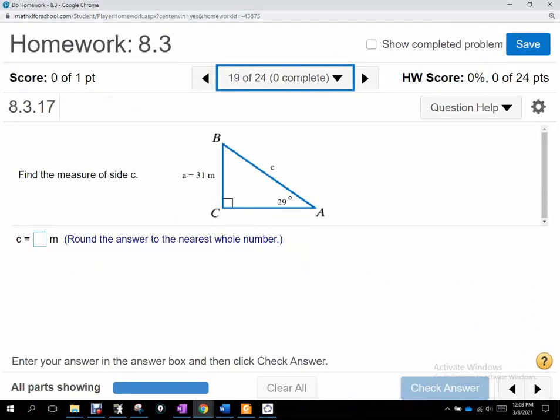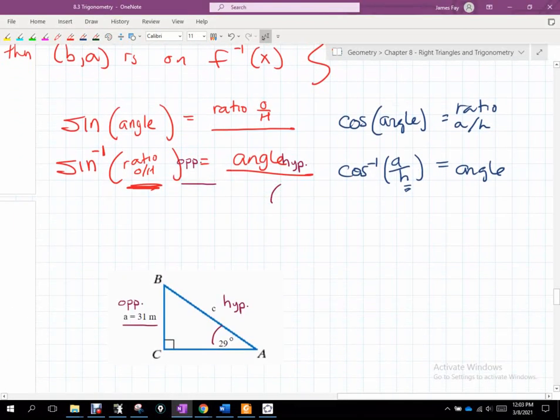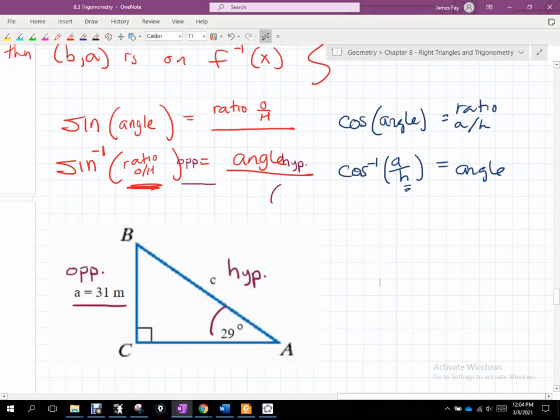All right, so if I look at this problem, the angle that they're asking me to deal with is this angle A, which is 29 degrees. So I'm focused on that angle. They're asking me to find C. C is the hypotenuse. And they give me this number here, which is the opposite side, right? So which trig ratio uses opposite and hypotenuse? Sine. So we're going to take the sine function, and we're going to fill in all these things that we know. For the sine function, you always put the angle in. So our angle that we're dealing with is 29.